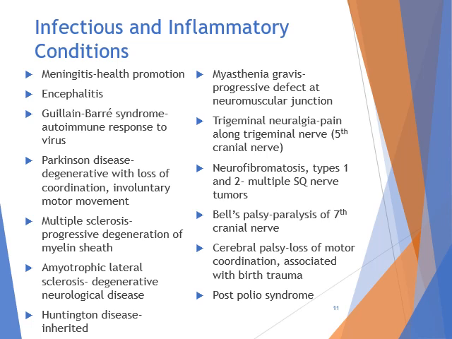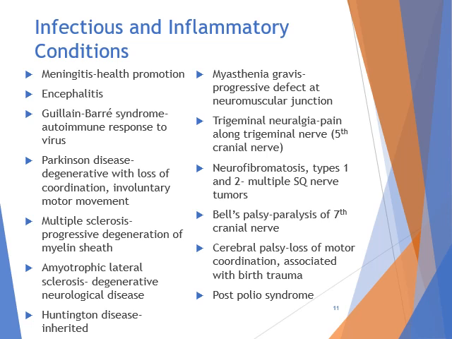Guillain-Barré syndrome is an autoimmune response to a virus. I got a great story for that. Parkinson's disease is degenerative with loss of coordination, involuntary motor movement. Multiple sclerosis is a progressive degeneration of the myelin sheath. Now remember, this is just a brief synopsis of each thing, but I'm going to go into each thing individually.